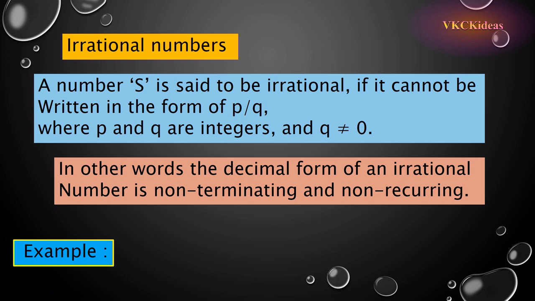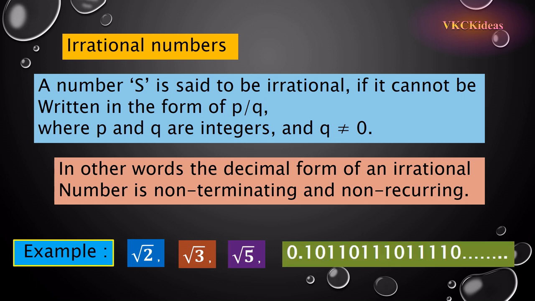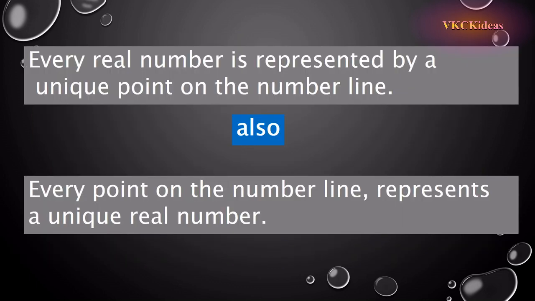Let us see the example. Root 2, root 3, root 5 and the number which you saw now, they are all irrational numbers. That means in their decimal form they are neither terminating nor recurring. Okay, you understood irrational numbers, I think. Every real number is represented by a unique point on the number line. Also, every point on the number line represents a unique real number.